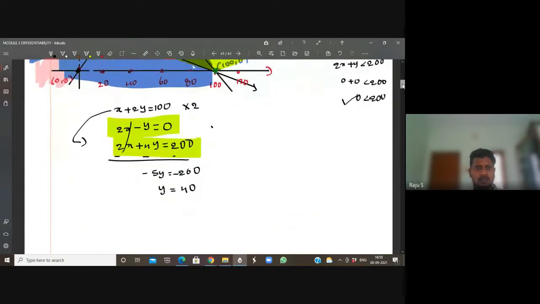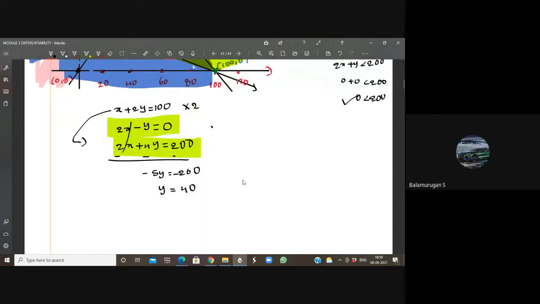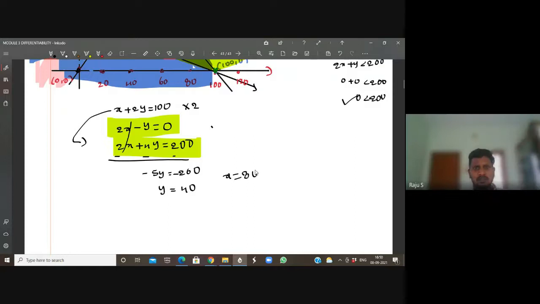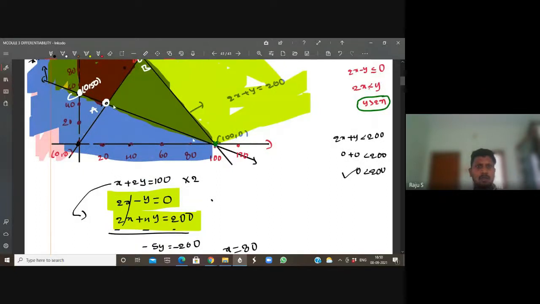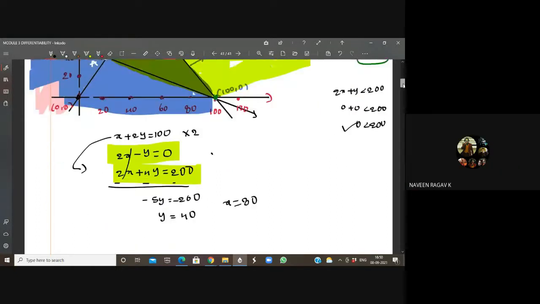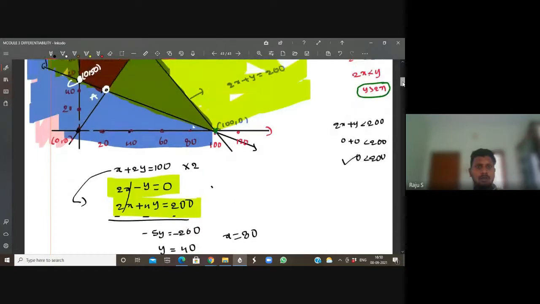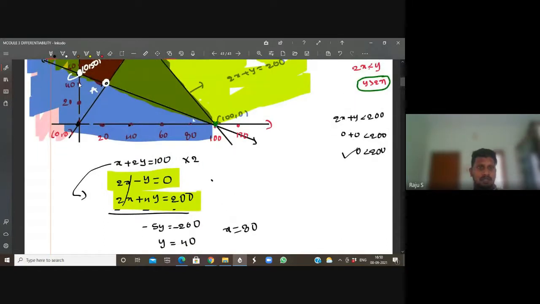Is it clear? Is it right? X will be 80, am I right? Because y is equal to 2x. 20, sir. It will be 20, sir. Oh, sorry, sir. Right, right. The y value is 40, so the corresponding x value is 20. So 20 comma 40. Yeah, we got one point.